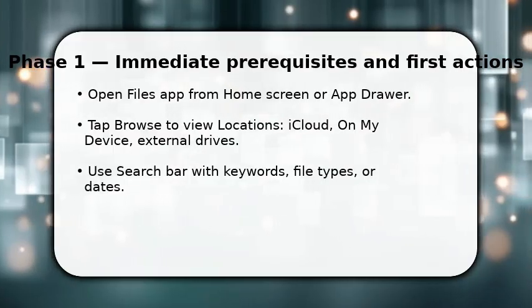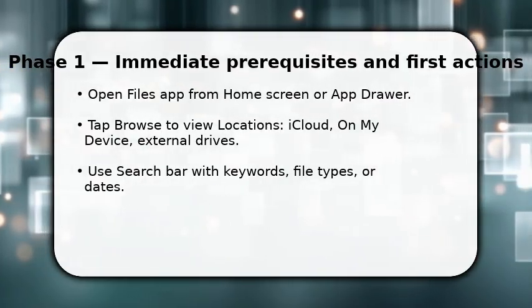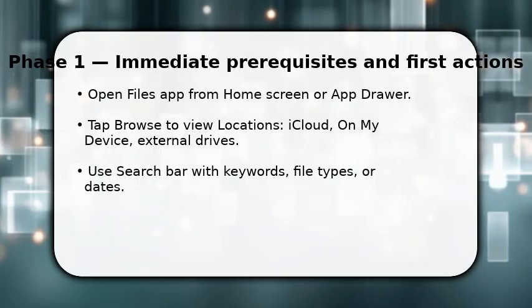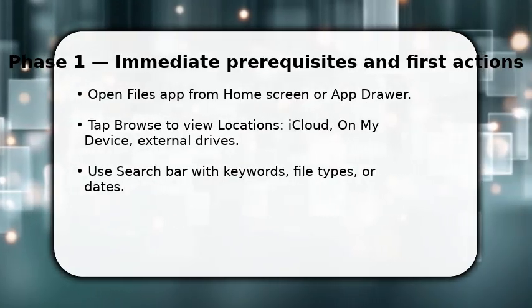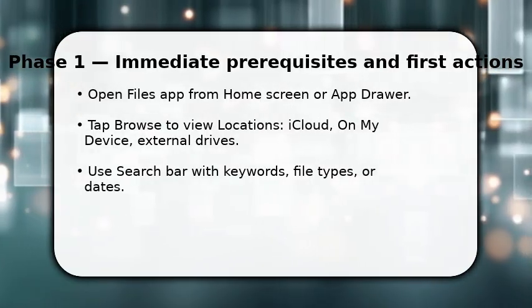You'll begin by launching the Files app and going straight to Browse. This shows locations like iCloud Drive on my device and any connected USB or SD. Tap a location to list folders and items. This narrows where you're working so you don't waste time.